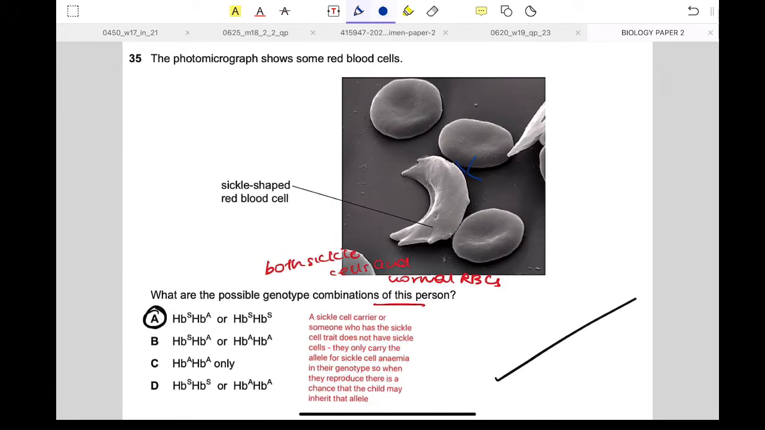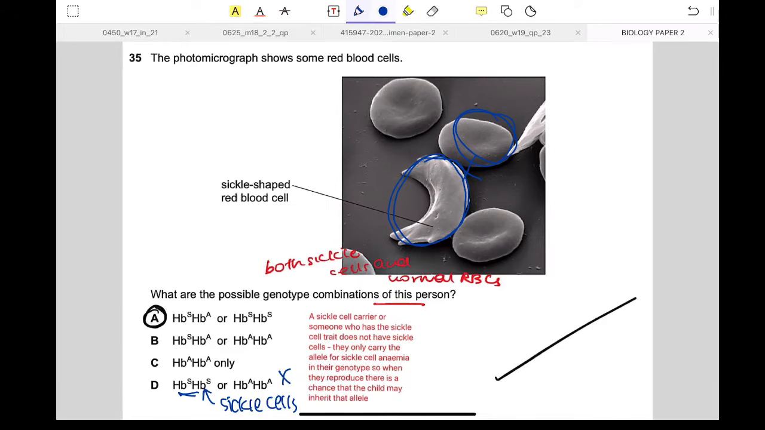Alright, so this is not a carrier, but rather someone who has sickle cell anemia, because here there is a sickle cell and there are a few normal red blood cells. So HBS means that the person will fully have only sickle cells, but you're still able to see some normal red blood cells, so this is wrong.